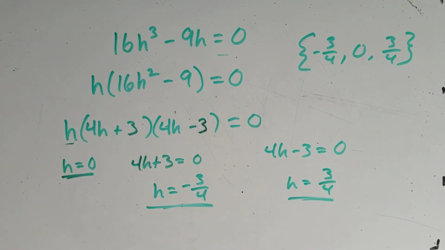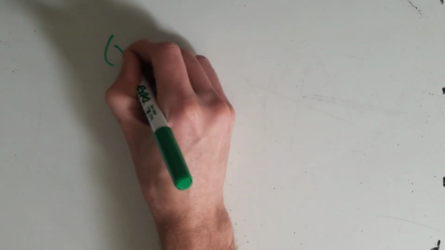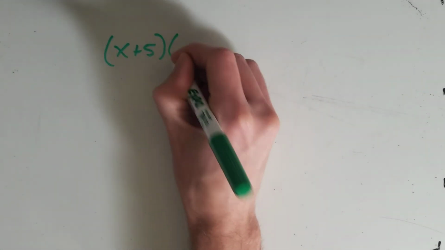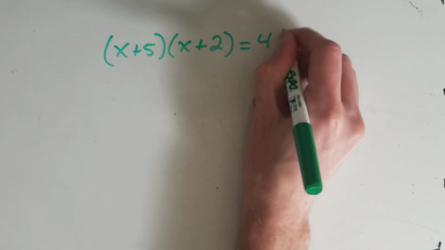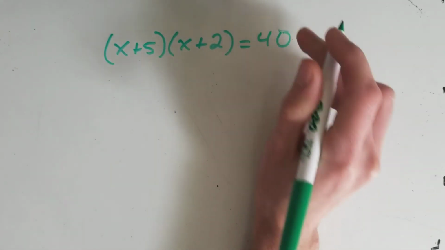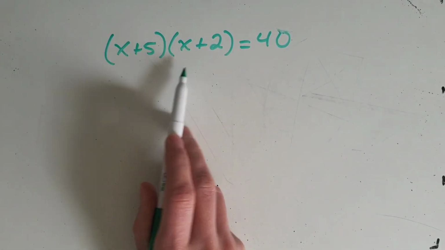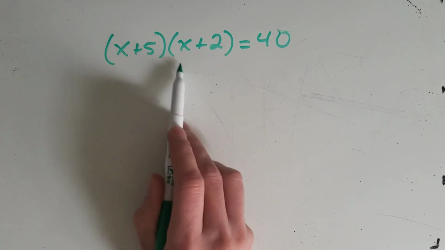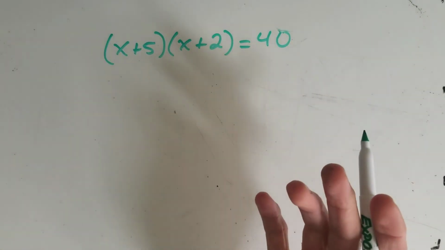All right, on to our last equation of the day, and then you can go on trying some of these for yourself. We have x plus 5 times x plus 2 equals 40. So don't fall for the trap, because it looks like it's factored for us and everything's nice, but that only works if we're equal to 0. So unfortunately, we're not equal to 0.